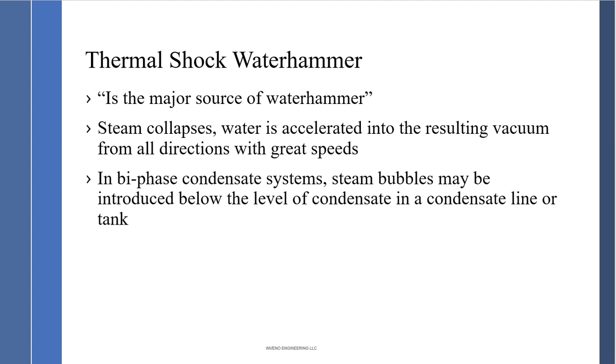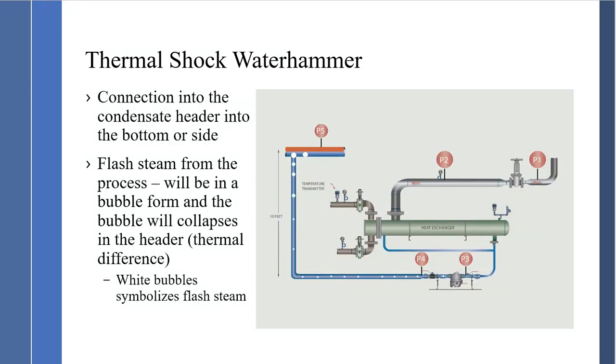In a biphase condensate system, steam bubbles may be introduced below the level of condensate in the condensate line or a condensate tank. An example would be what's shown here on the right hand side. In process P1 right here, we might be supplying 150 psi steam, which is 366 degrees, to the process. At P2, we could reduce the pressure to 100 psi or 338 degrees.